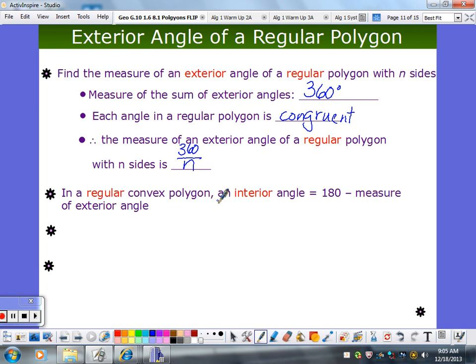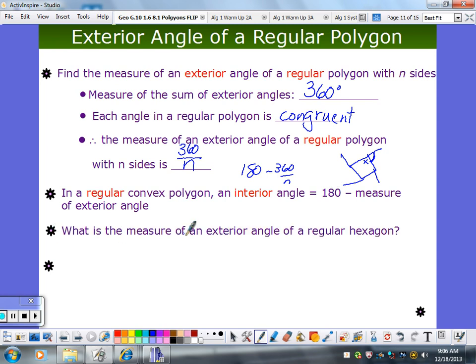So in a regular convex polygon, an interior angle is 180 minus the exterior. If you know an exterior angle, how easy is it to find the interior angle? Easy. You take this, and it's 180 minus that, because they make a linear pair. Let's see if I can draw it. I'm not good with pictures. All right, here we go. If you can find this one, then how do you find that one? It's 180 minus this one. It's another way to find the interior angle.